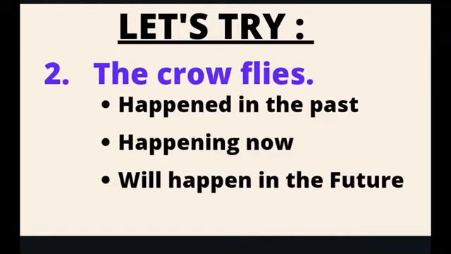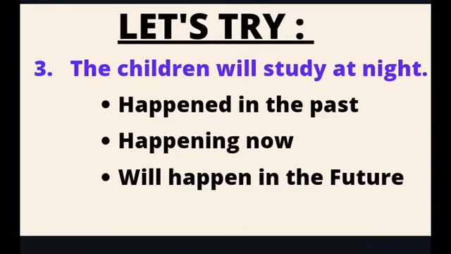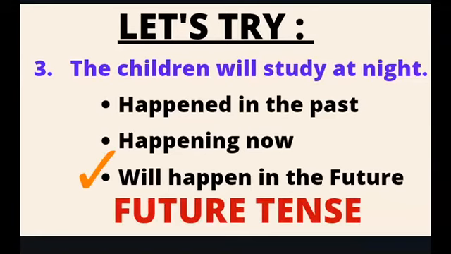Second one, the crow flies. Which of these three options are right in the case of the sentence? The action flies is happening now, so therefore it is a present tense. Third one, the children will study at night. Which of these three options is right? And the action will study indicates it will happen in the future. Therefore, the tense is a future tense.